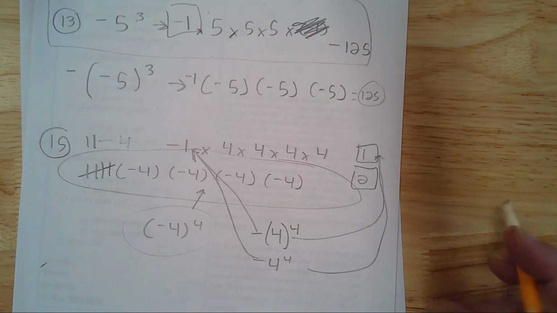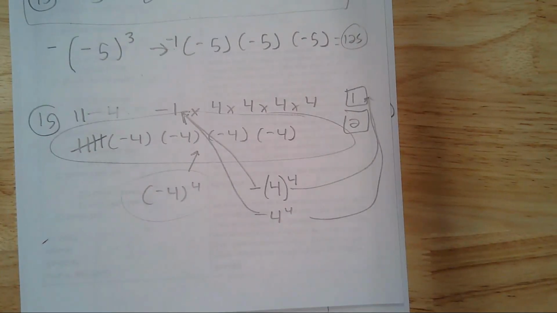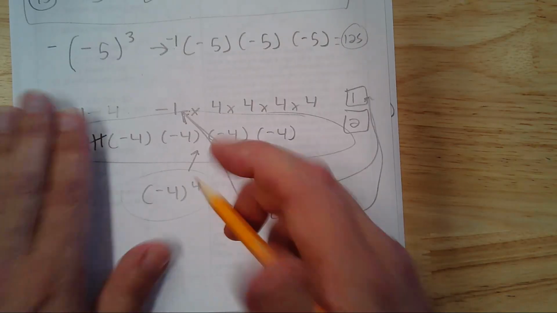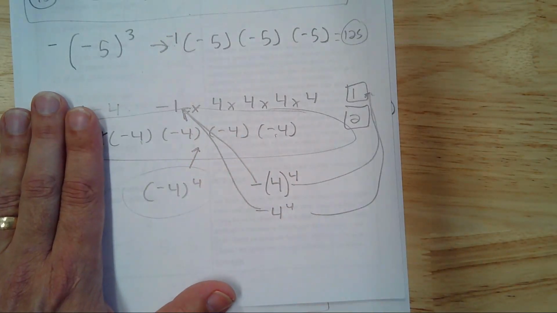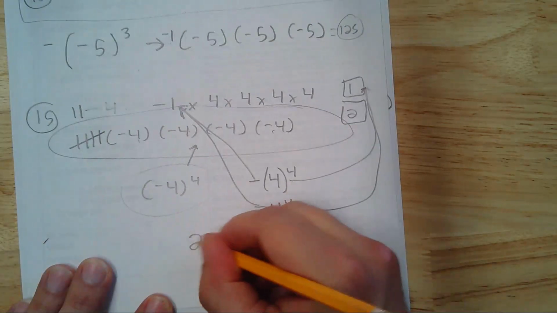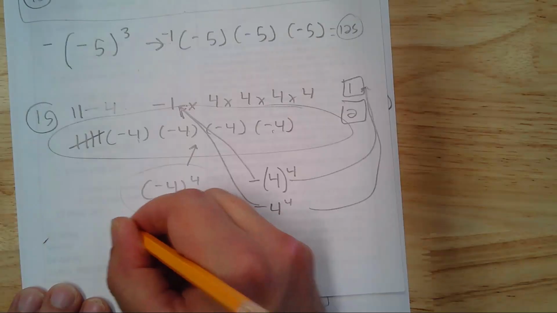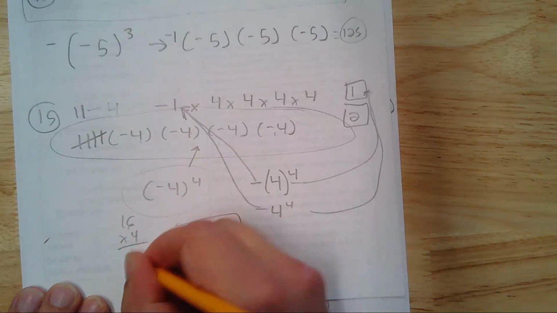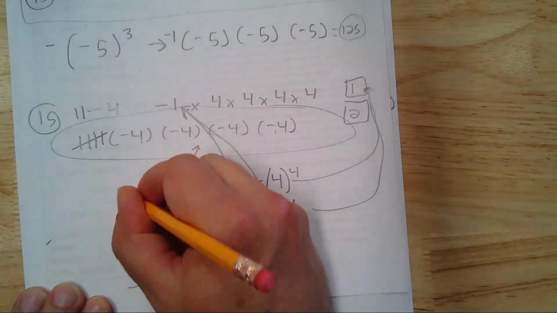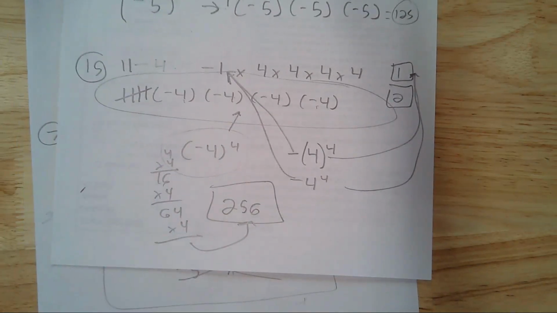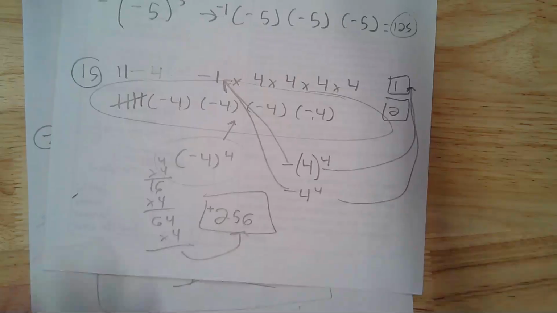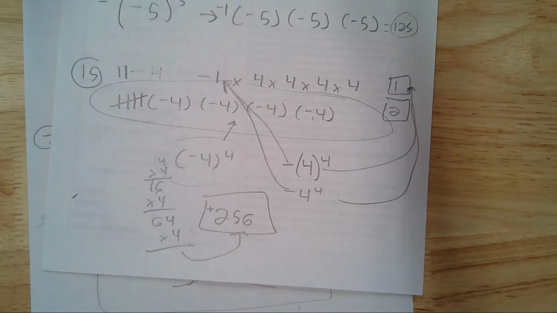So what was the answer to this in the end anyway? Anybody? Negative 256? Positive 256. Even number of negatives: 1, 2, 3, 4. 4 negatives, even number, positive outcome. 256. And I got there: 4 times 4 is 16, 16 times 4 is 64, and then 64 times 4 is 256. So positive 256, even number of negatives. Negative 4 times itself 4 times, even number of negatives.